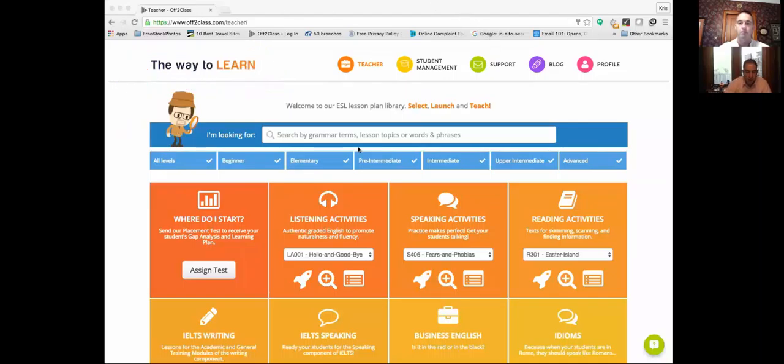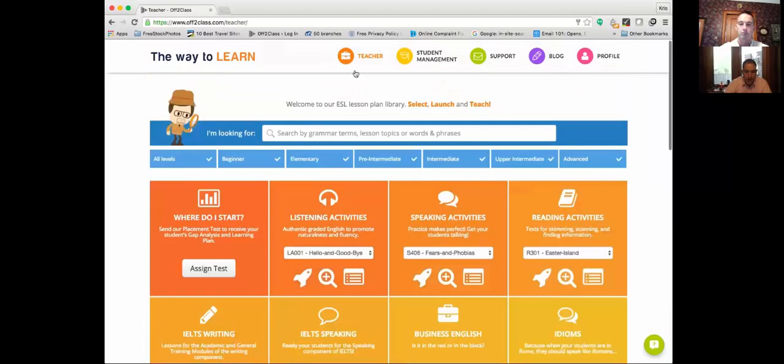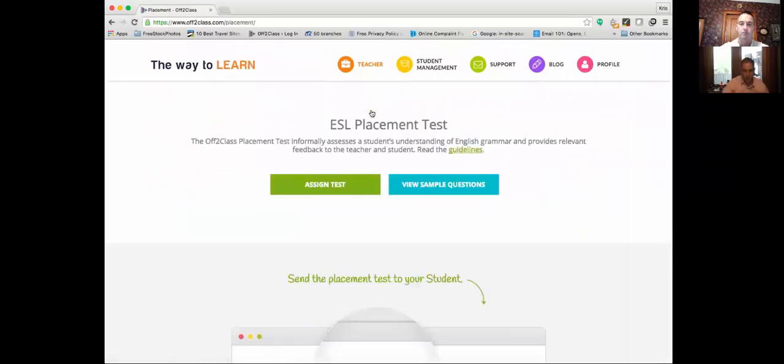So we are on the lesson library of Off to Class. And where I'm going to go now under this teacher tab here is to the placement test. And this is the tool I was talking about. This is a placement test that has 100 questions in it. It draws off a bank of 800 questions, so you can assign it multiple times to the same student, and they won't see many repeated questions.